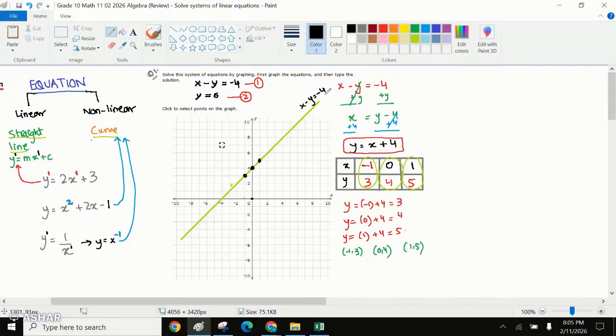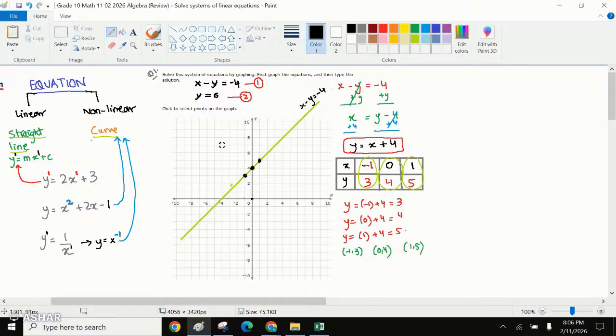What we are trying to do is draw the lines on a graph. We assume some points for the values of x, and we were able to draw this line, okay?